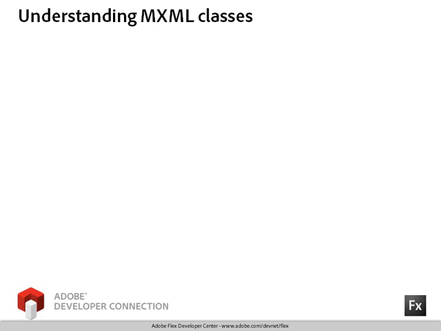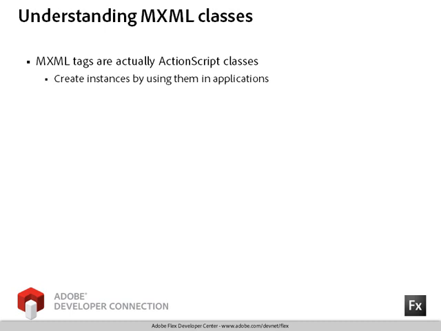In Flex development, we often refer to the MXML code we write as tags. We call the application MXML code the application tag. This makes the code more approachable in some ways, but in reality, the application tag is actually an instance of the application class. You can create instances of any ActionScript class by using them in your application. You can also extend a class by creating your own custom components, properties, and methods.